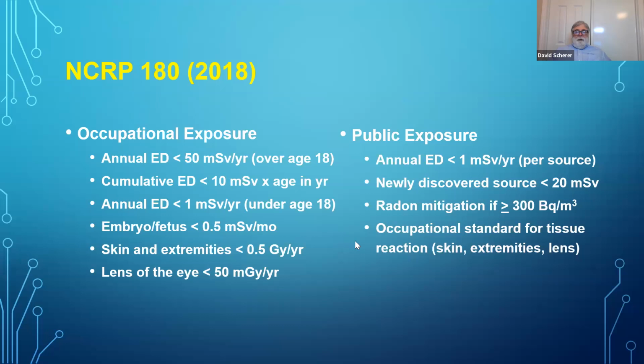And for members of the public, exposure to skin, extremities, and lens of the eye, the NCRP recommendation is that the standard for members of the public should be the same as occupational exposure. And the reason for that is we're protecting against tissue reaction in those cases. The theory is that if the dose is below the threshold for tissue reaction, there's not going to be any negative consequence. And so that's the reason for that. Okay.